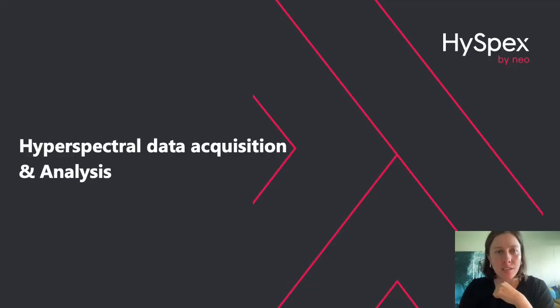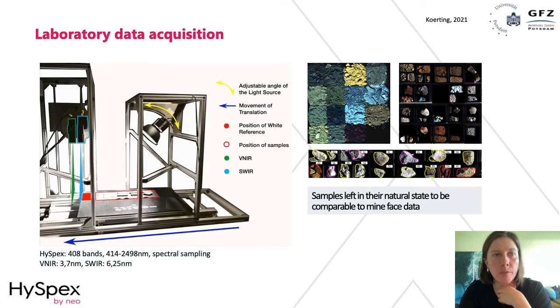Now we're going into the hyperspectral data acquisition types, and also a little overview of how the hyperspectral analysis workflow is going to look. Starting with the laboratory data acquisition and setup, we have our two sensors mounted here. This is the VNIR and the SWIR sensor, covering the range from 400 to 2500 nanometers. Both of them are line scanners, which means they measure one line and the image is built line by line. In the laboratory setup, we have a translation stage where the samples are placed, and this is moved line by line underneath the sensor to build up the whole image.